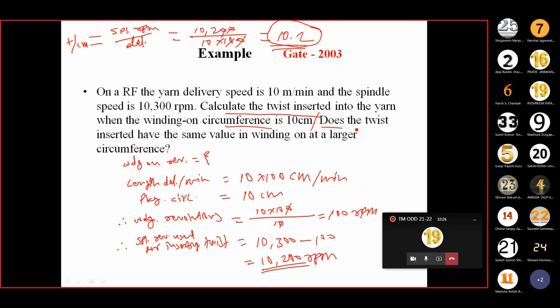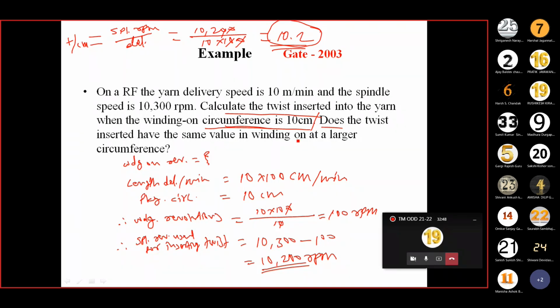Now another part. Does the twist inserted have the same value in winding on at a larger circumference? That is the question. Have you got the question? If we increase the package circumference, is the twist inserted the same?